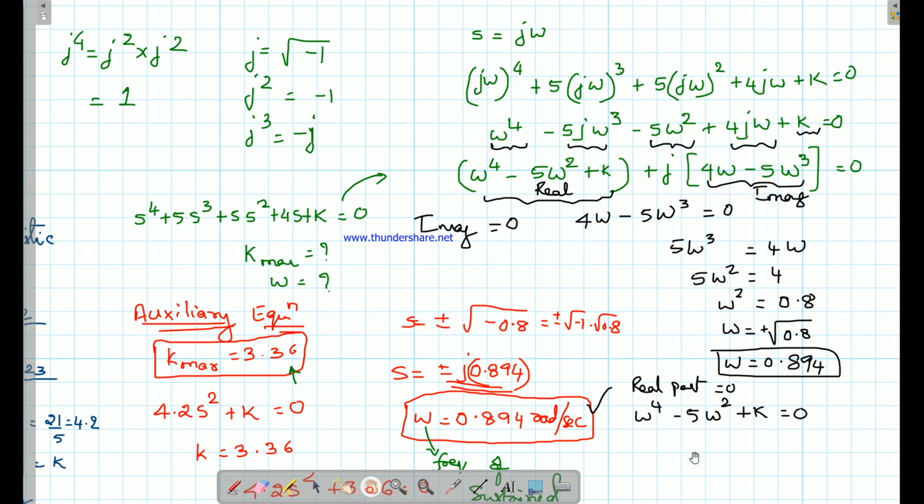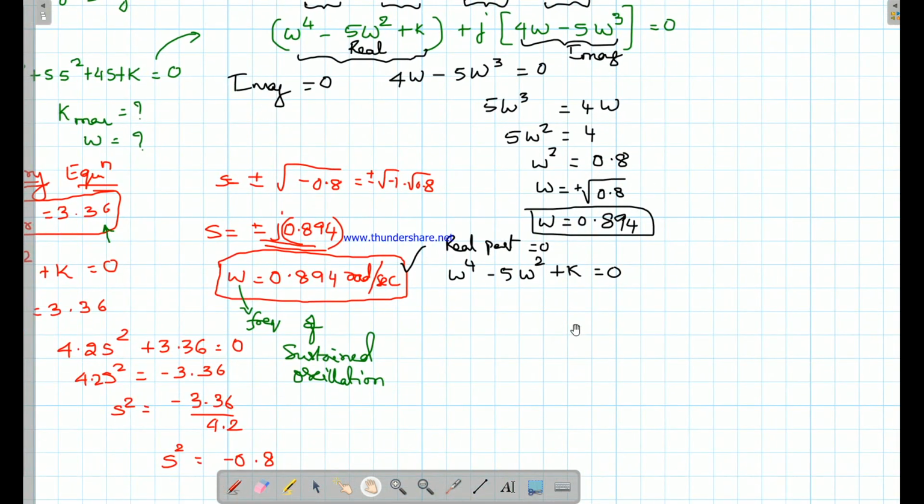So yeah, now if I equate this real part to 0, then what I will get here is k equals, I'll take minus 5 omega square to the right hand side, this becomes plus 5 omega square, and omega to the power of 4 on the right hand side becomes minus omega to the power of 4. So I'll say it is 5 into 0.894 whole square minus 0.894 whole to the power of 4.